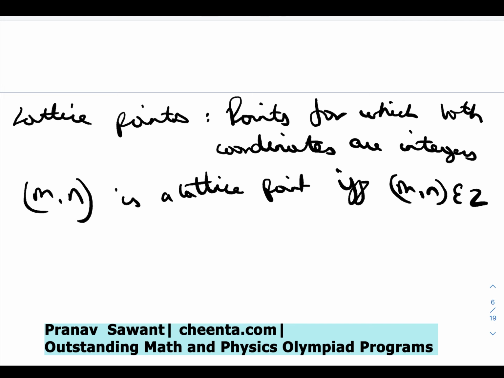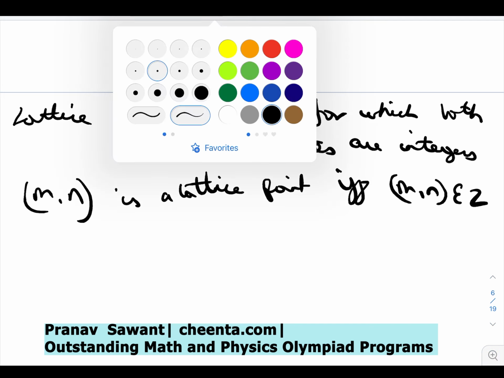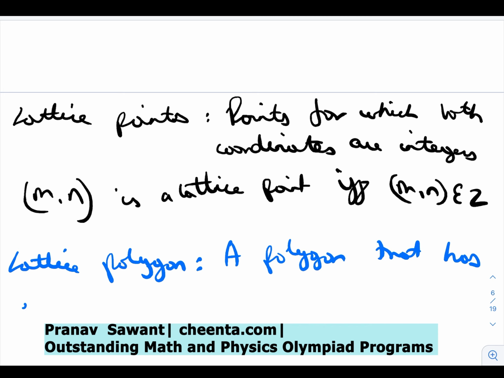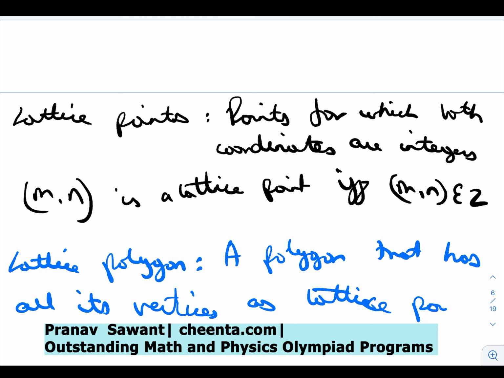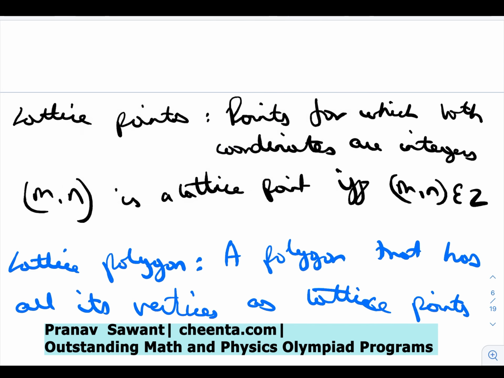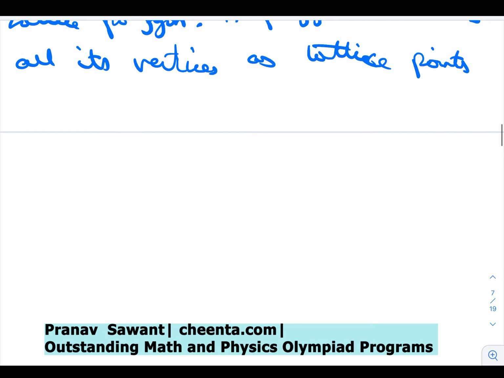And then what is a lattice polygon? As the name suggests, a lattice polygon is nothing but a polygon that has all its vertices as lattice points. So all its vertices are going to be (m, n), such that both of them are integers. So that's what a lattice polygon is. And what is Pick's theorem?